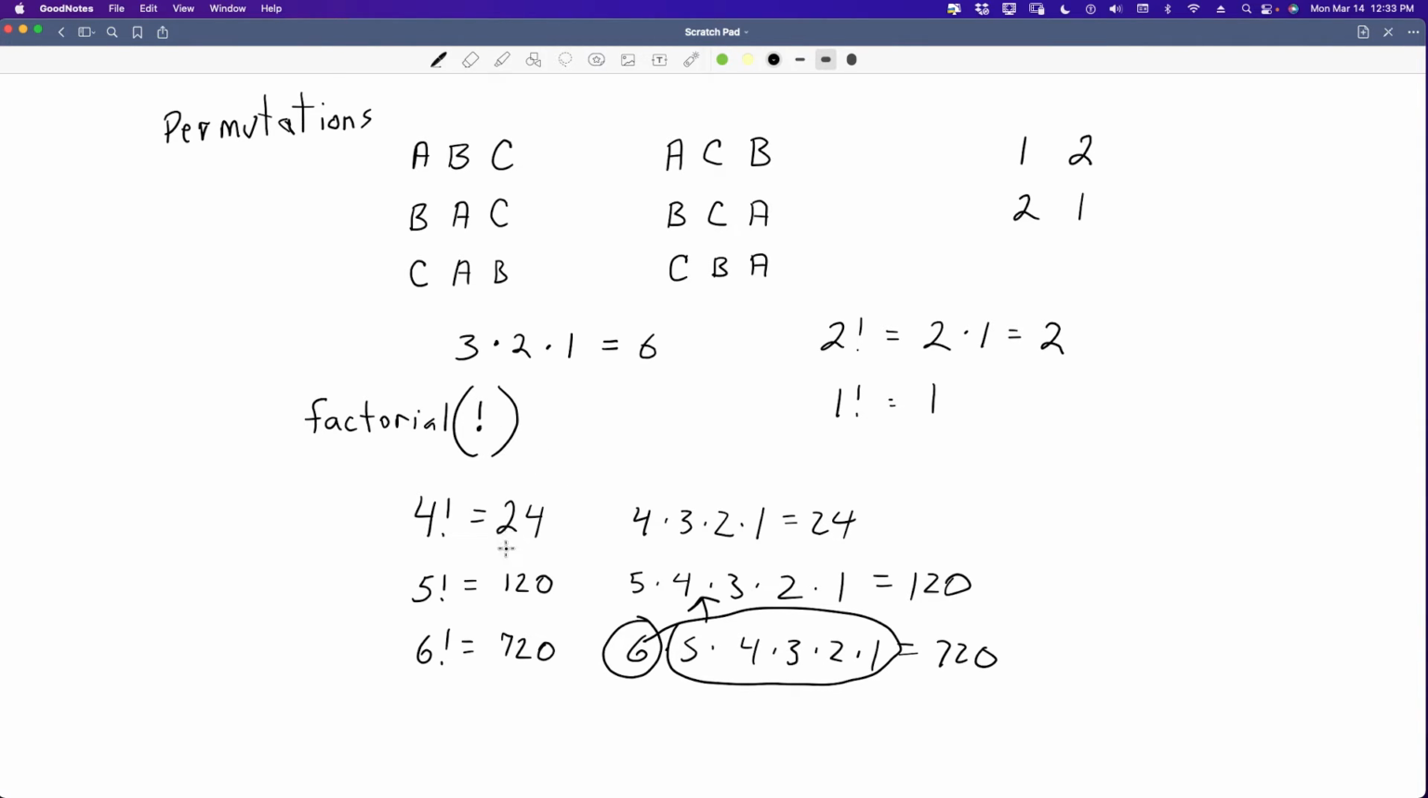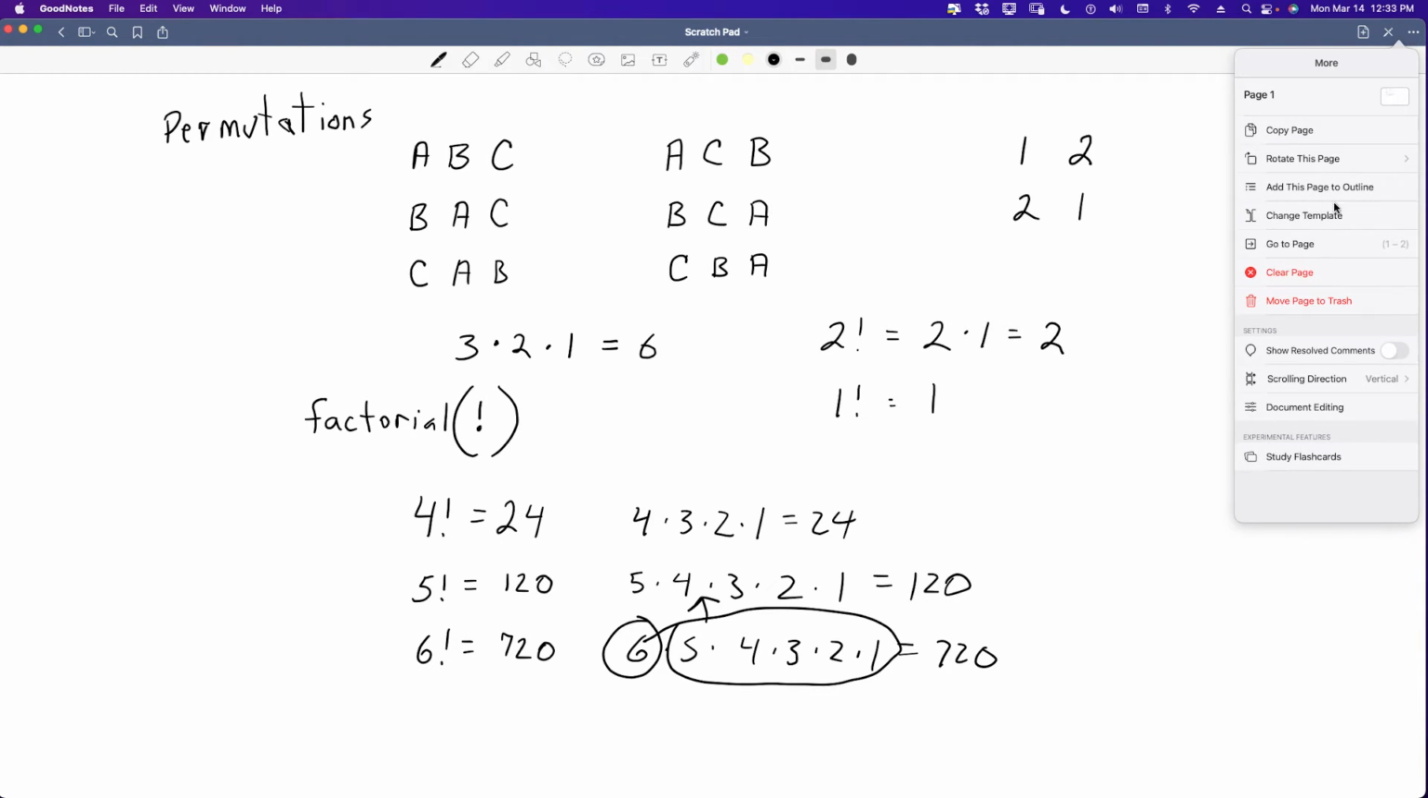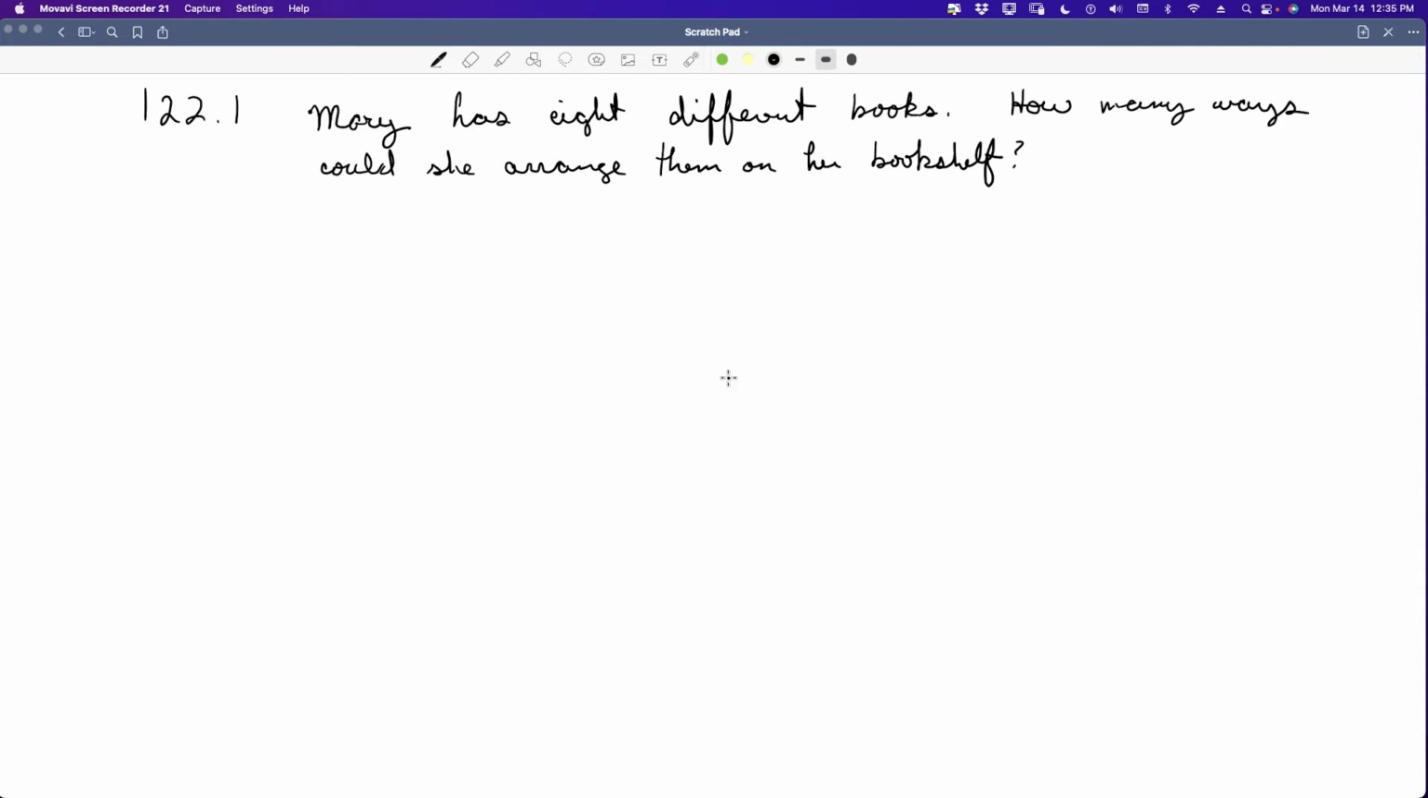So let's do a couple practice problems with permutations. I'll clear the page for us. And let's do 122.1. I am going to write this up for us. So 122.1 says, Mary has 8 different books. How many ways could she arrange them on her bookshelf?